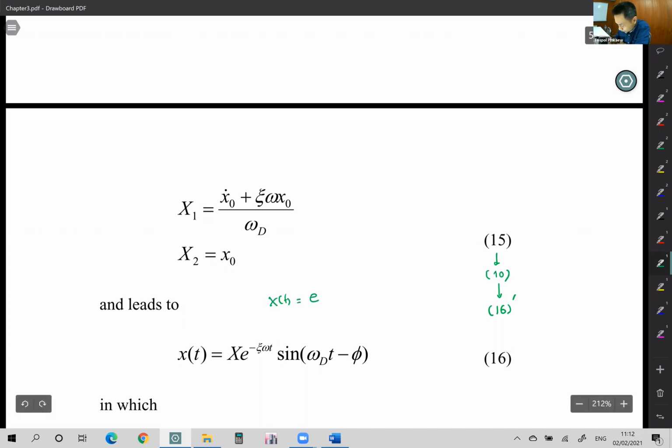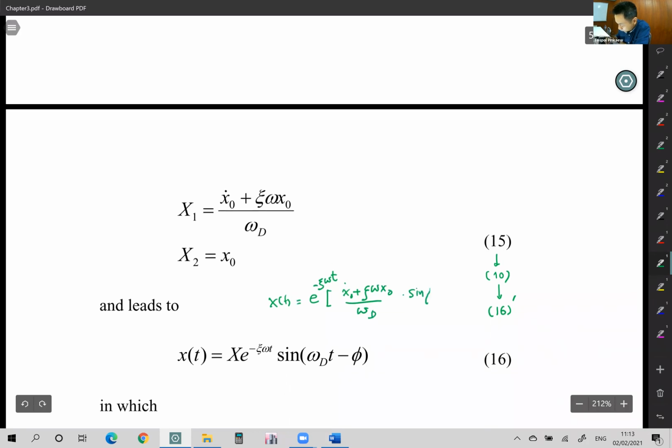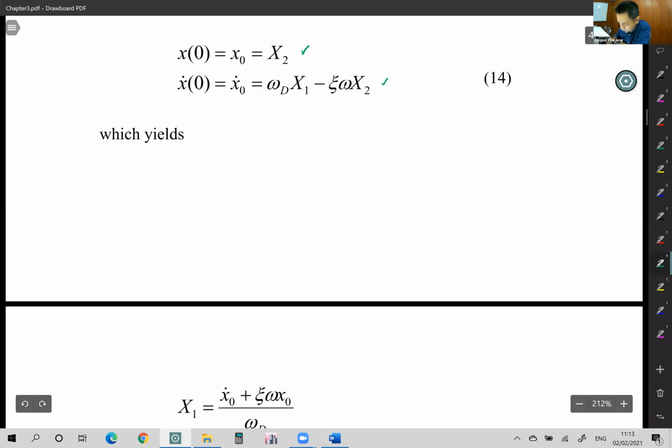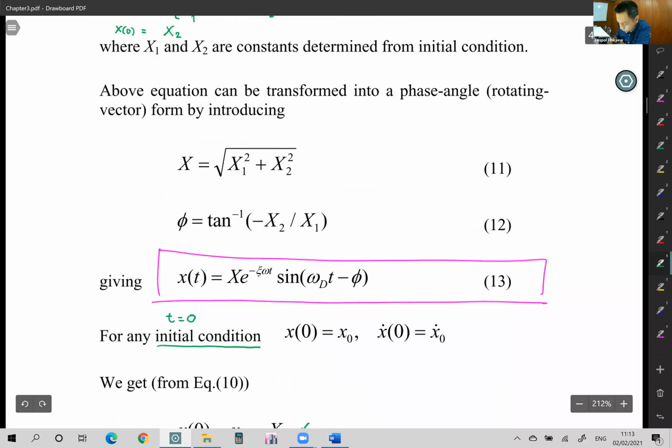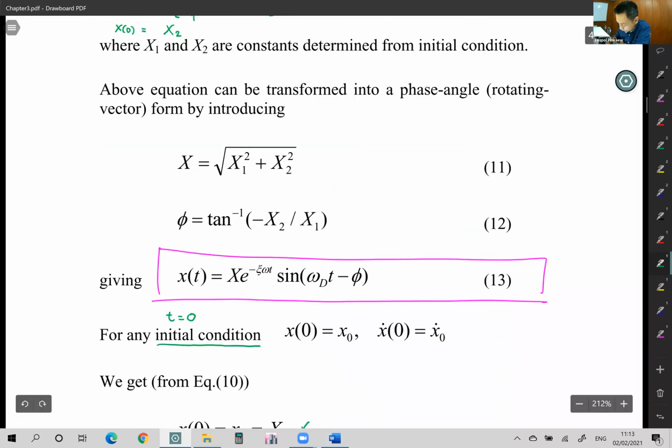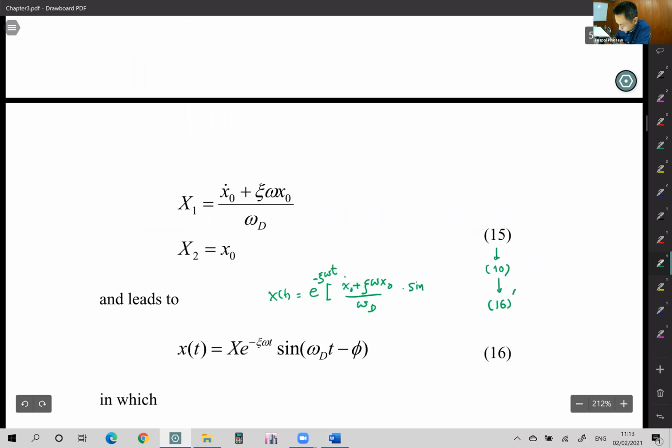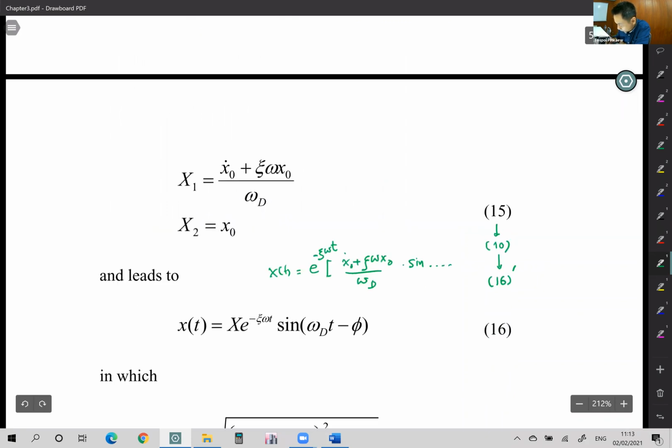e to the power minus psi omega t, and then you have the x0 dot plus psi omega x0 over omega d multiplied with the sine of... I just introduced equation number 10 for you. So let you do it yourself. You can have this as well.